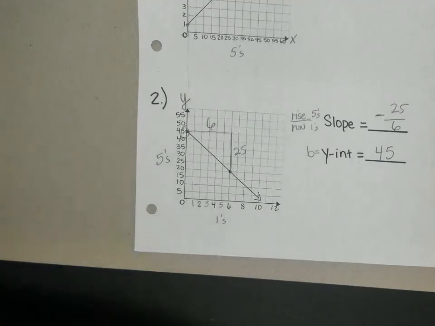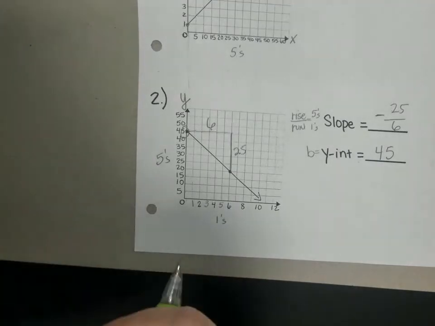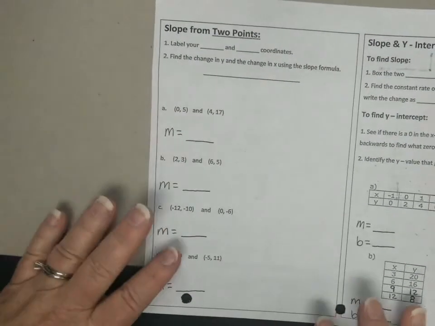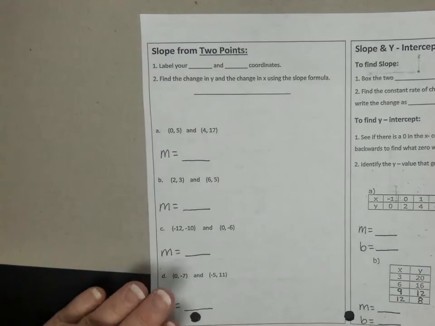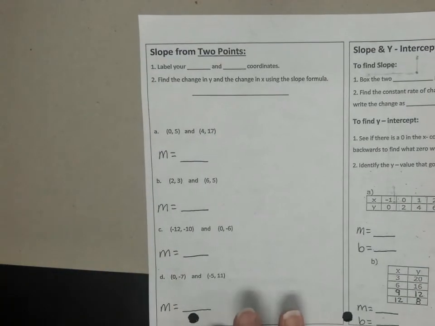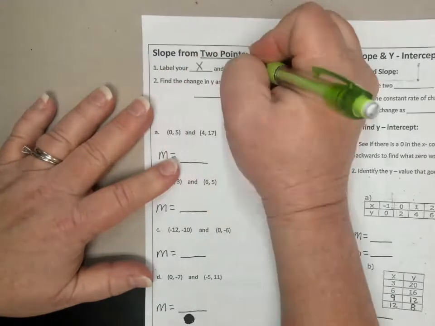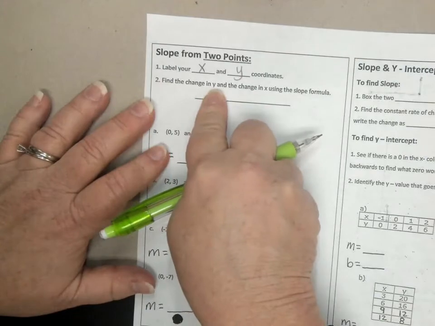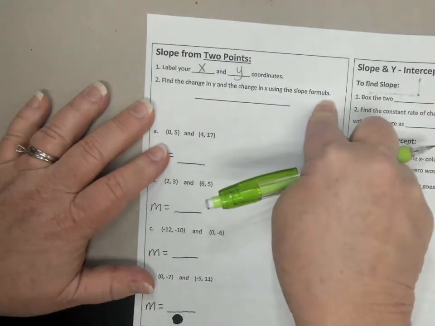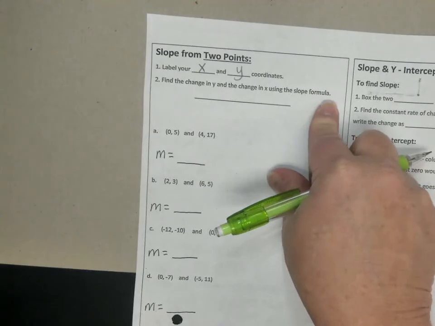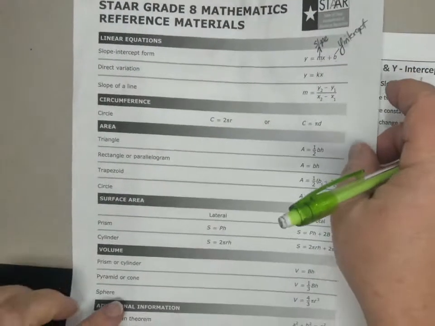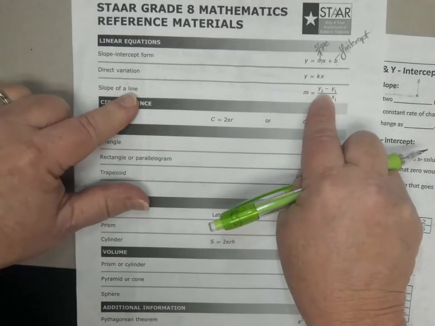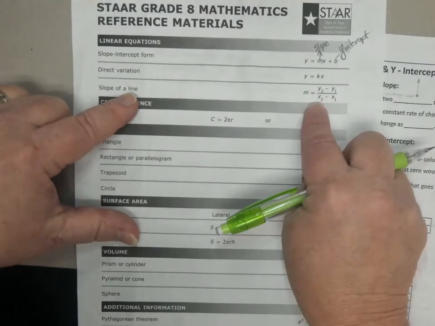Okay? And now we're going to go back to our notes that we've been filling out, and we are going to look at slope from 2 points. And it says label, so make sure you have those out. Label your x and y coordinates. Here's your process. Find the change in y and the change in x using the slope formula. Well, the slope formula is on your star chart. Slope of a line, m equals y2 minus y1 over x2 minus x1.